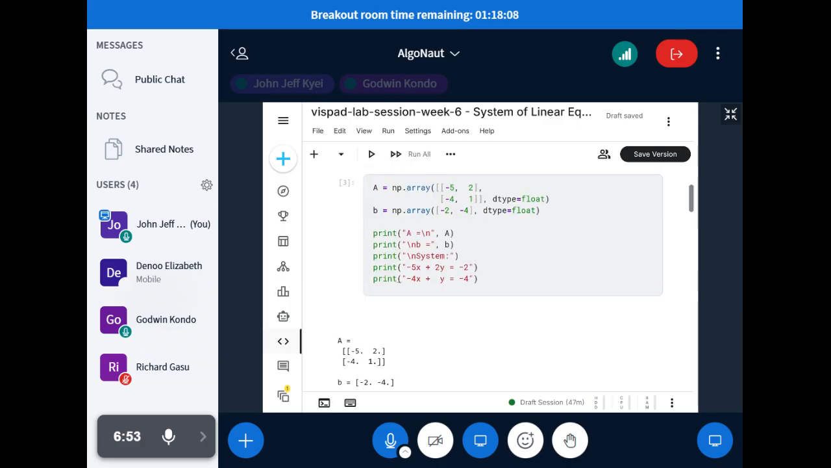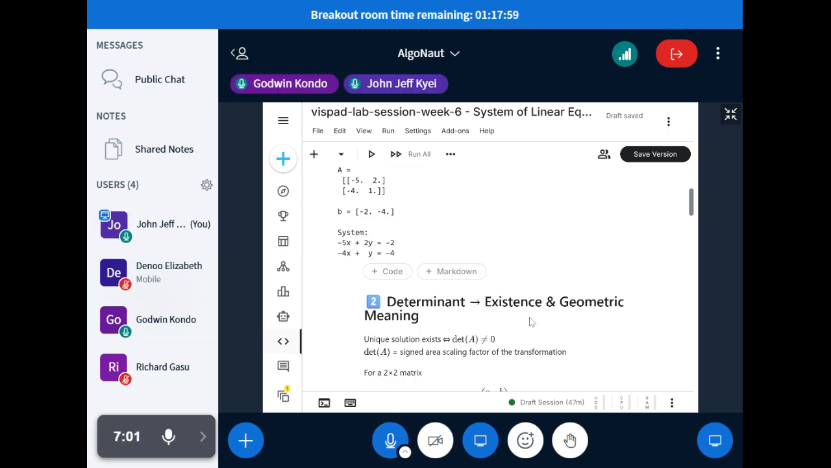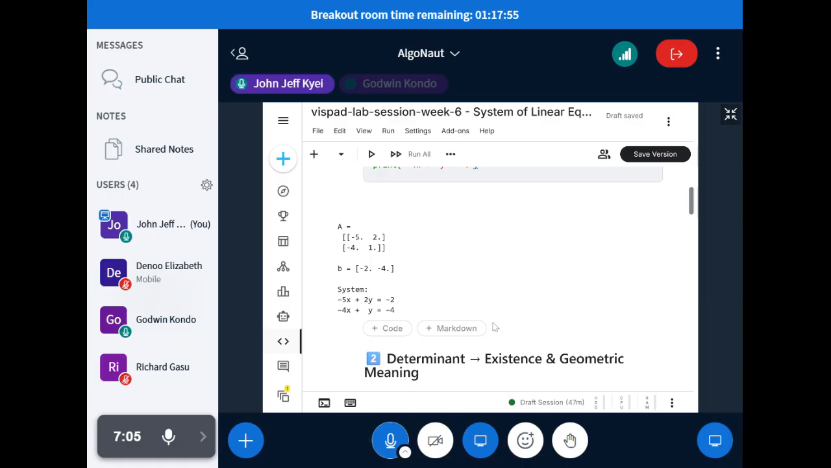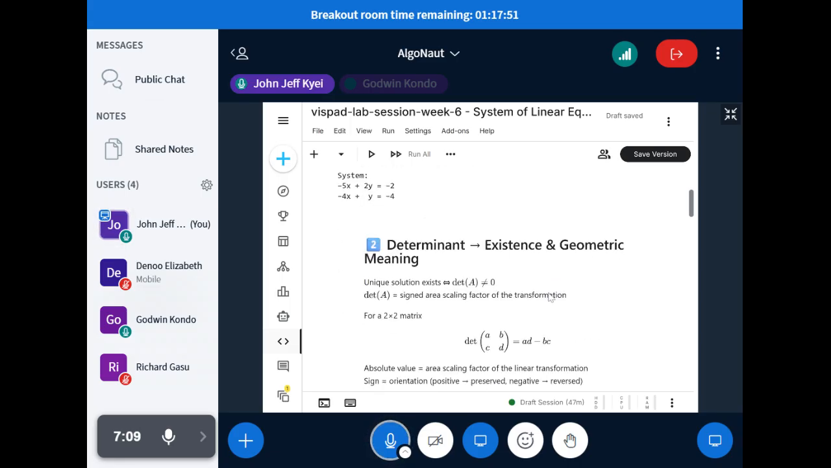So over here, I just define our parameters A and B. A is our matrix and B is our vector. Right. And let's go on in. I think the last time I met you guys, we did the determinants, but let's just do it over here too as well, right?